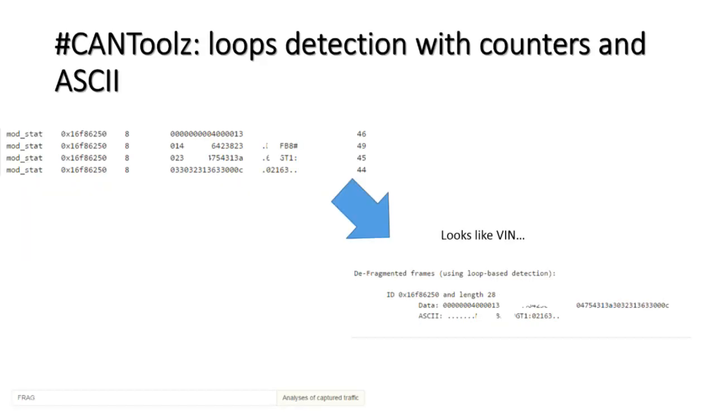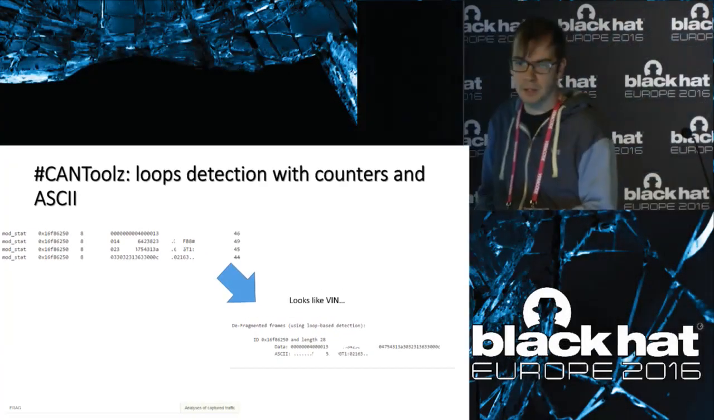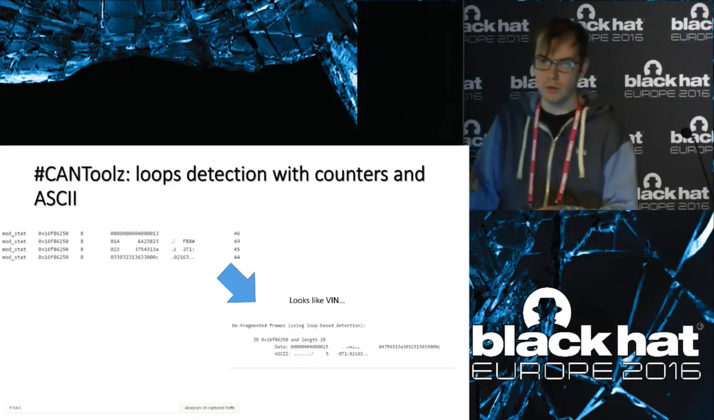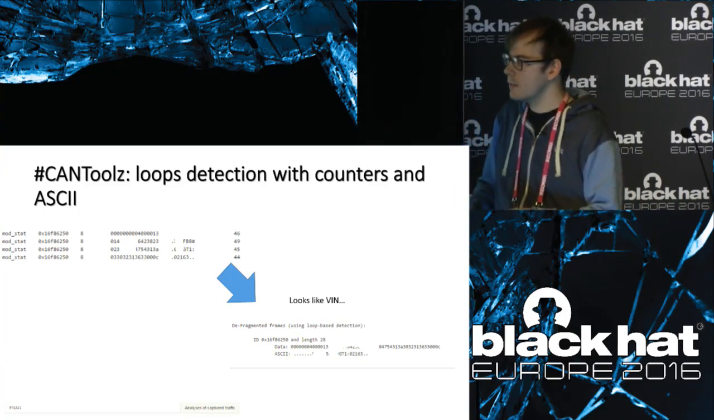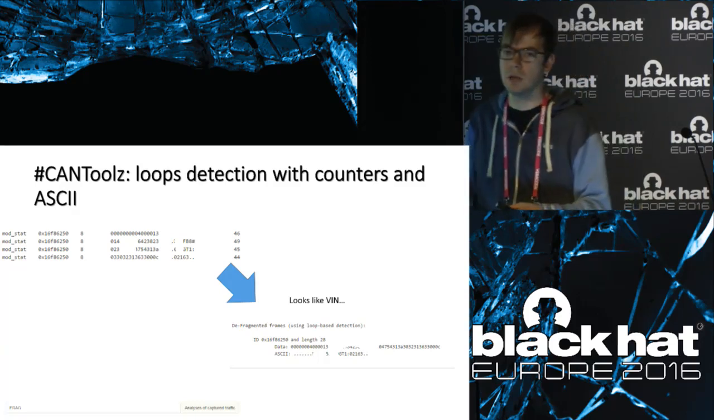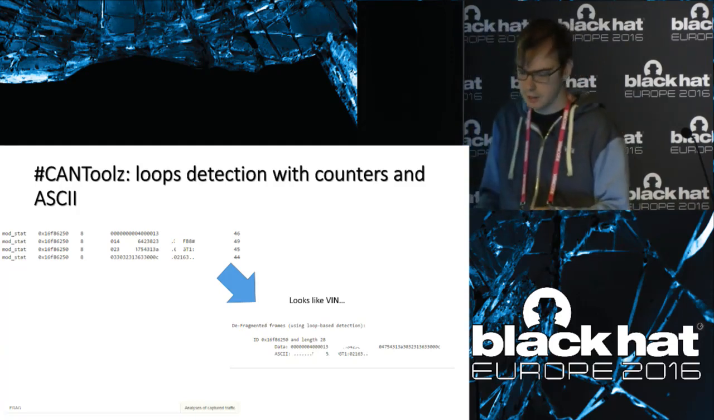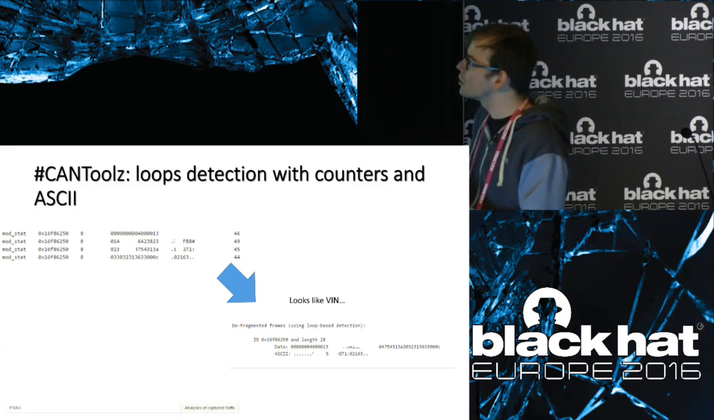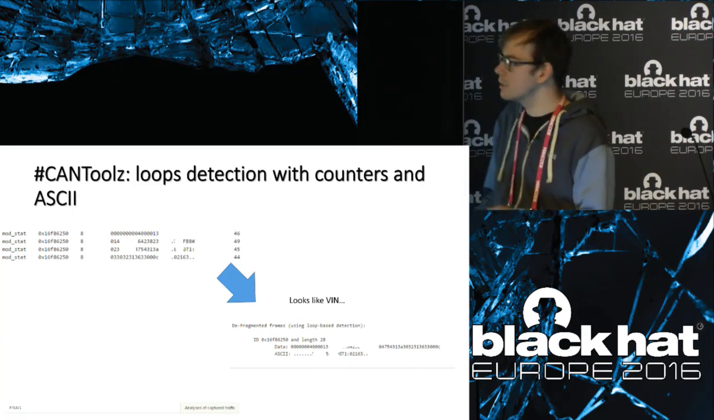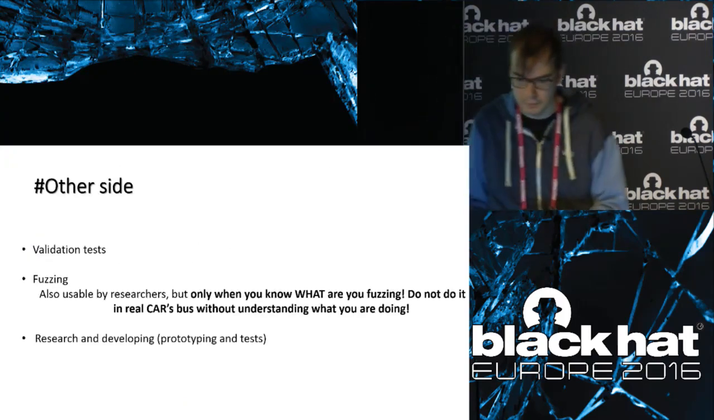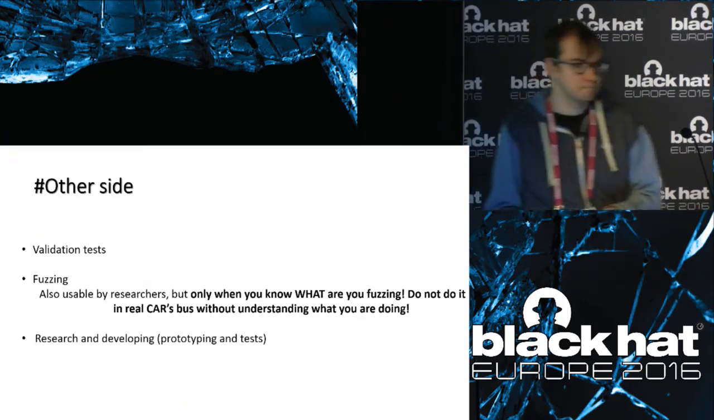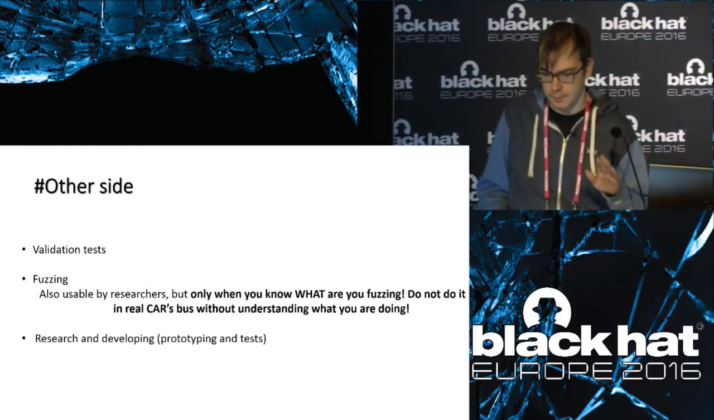I already showed you how I also made a custom algorithm to detect loops, because very often VIN codes are sent, for example, in loops, like repeatable VIN codes, and it never changes. And they don't use OTP for this type of information. They use custom counters, like 0, 1, 2, 3, 0, 1, 2, 3, and they repeat again and again. So I have implemented something so we could reassemble this chain and get the ASCII string. So it also could be useful. And a lot of other things, not only research.